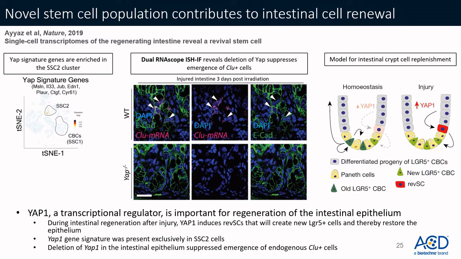Single-cell RNA sequencing revealed that this YAP1 gene signature was present exclusively in the SSC2 cluster that we saw earlier, and that deletion of YAP1 in the intestinal epithelium suppressed the emergence of these endogenous CLU-positive cells that we were talking about. And this was demonstrated by, again, using our sequential dual RNAscope ISH and IF workflow.